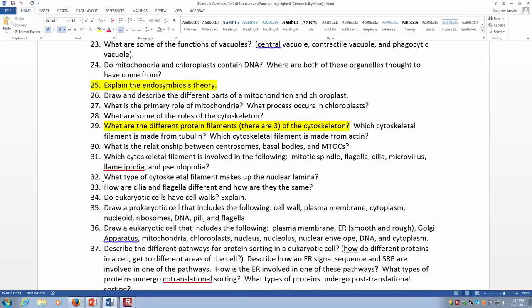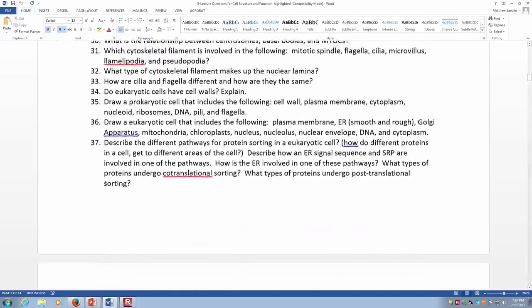So I don't have this part highlighted, but it's just a continuation of this question. Which filament is made from the protein tubulin? If you think about the name, it's microtubules. So microtubules are made from the protein tubulin. And which filament is made from the protein actin? Right, microfilaments. Remember, another name for microfilaments is actin filaments, and that's because they're made out of the protein actin.